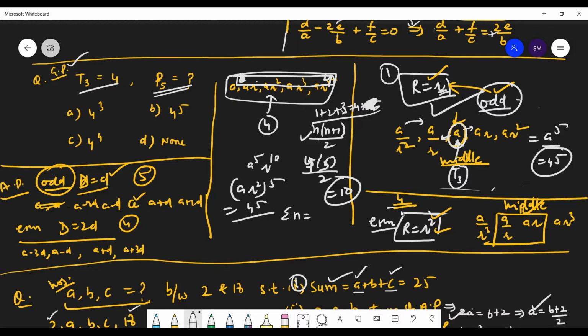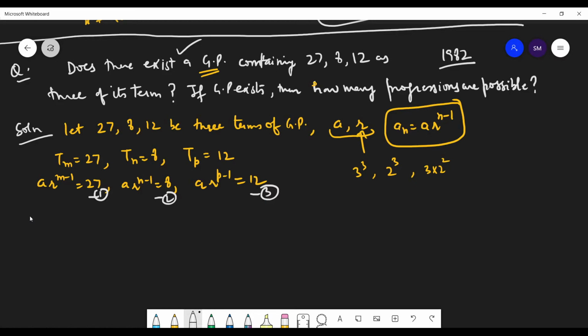We have to solve it a little bit. So students, equation 1 by 2, what do we get? A raised to the power m minus 1 divided by a raised to n minus 1 is equal to 27 upon 8, right? So what does this give you? So a will cancel out, and a by r raised to the power m minus 1 equals 27 by 8.